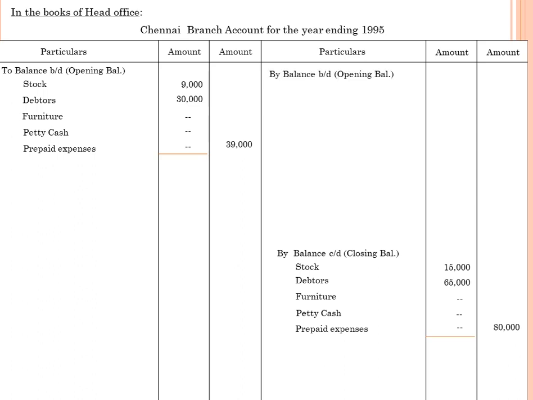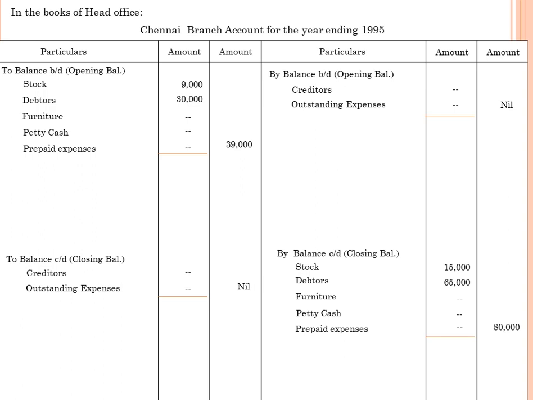Now the credit side, by balance brought down, opening balance of liabilities. Creditors we don't have, outstanding expenses also we don't have. Find the total, outer column nil. And next, the debit side, to balance carried down, the closing balance of liabilities one by one. Creditors we don't have, and outstanding expenses also we don't have. Find the total, put the value in the outer column as nil.